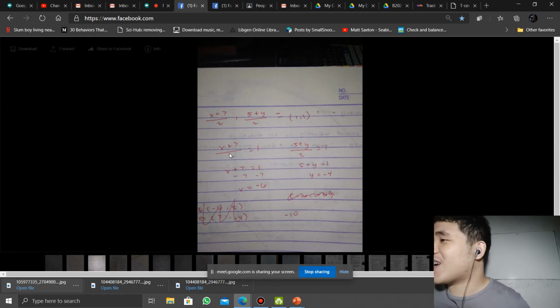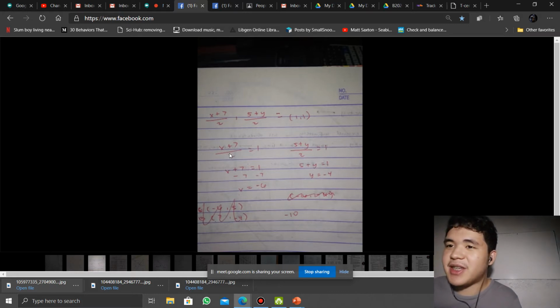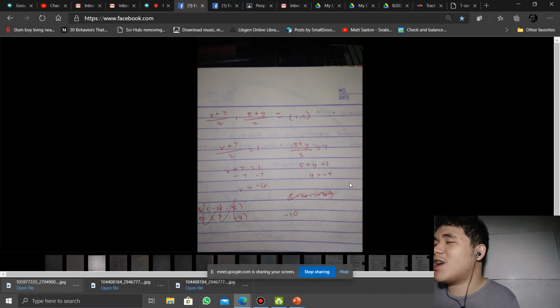You forgot to multiply the 2, no? When we solve equations, if there's something in the denominator, we multiply both sides by 2 to cancel out the denominators. So it should be x plus 7 equals 2 and 5 plus y equals 2, no? X equals, then simplifying negative 5 and negative 3. Then we add them, it's negative 8.